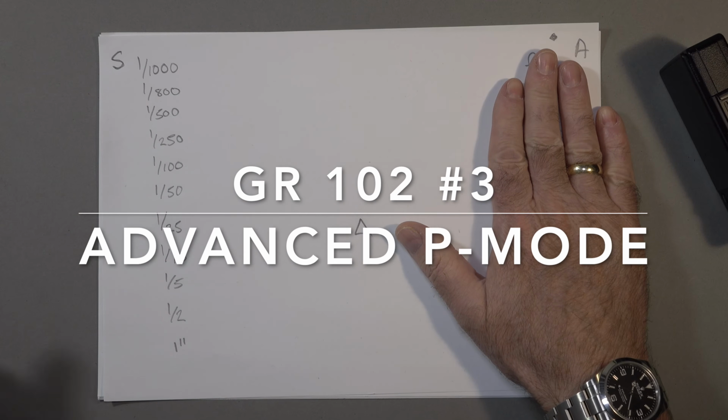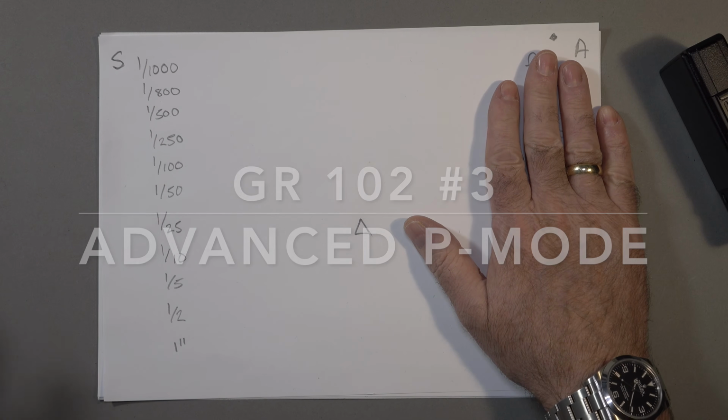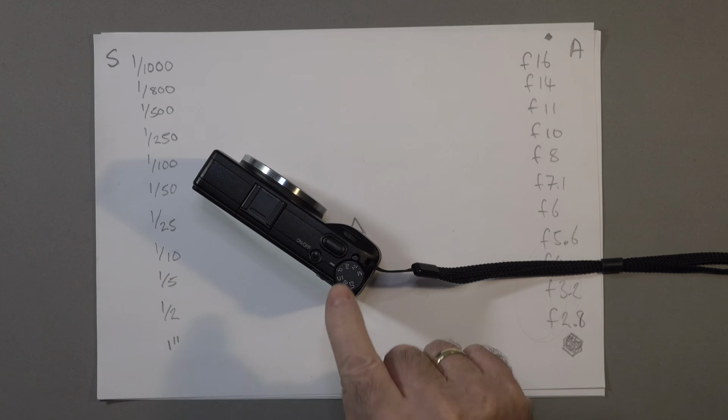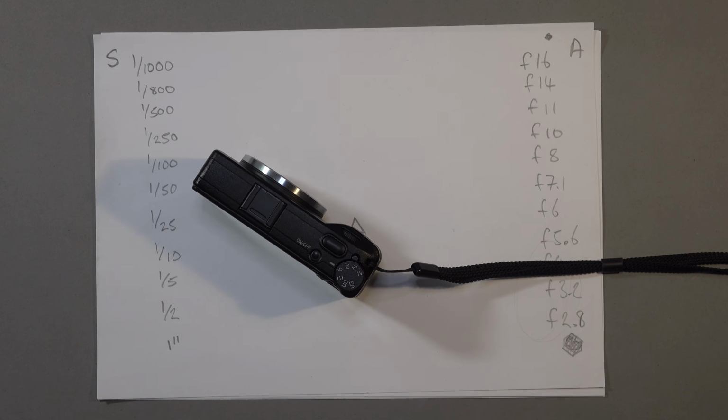This episode is called Advanced P Mode, and it's called that for a reason. We are going to revisit P mode on the dial here, program mode, and take a slightly deeper dive into the menu. We looked at this in Ricoh GR 101. It's a great mode for beginners, but you can tweak it and get some more advanced usage out of it.